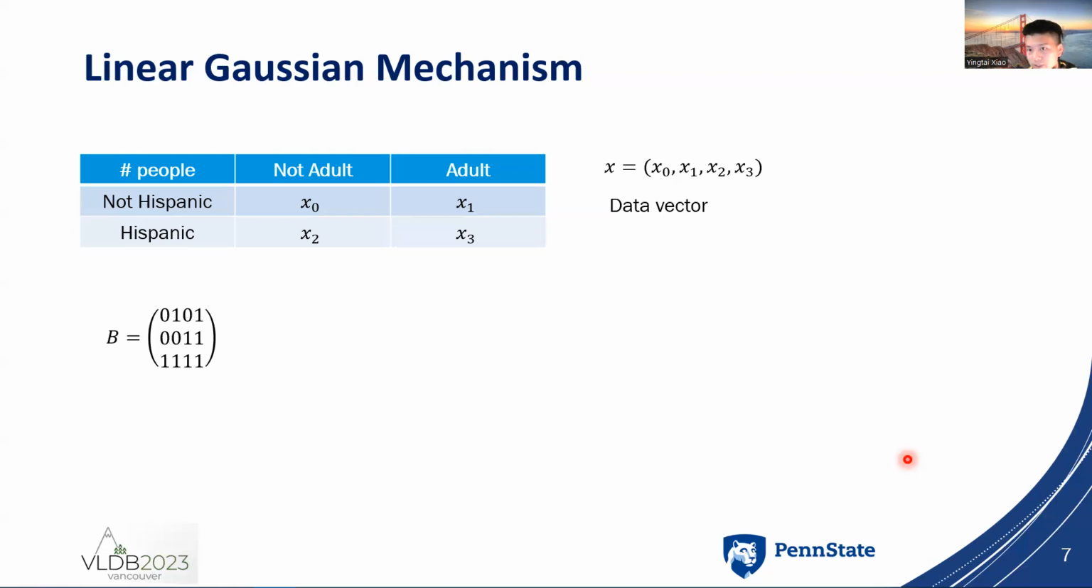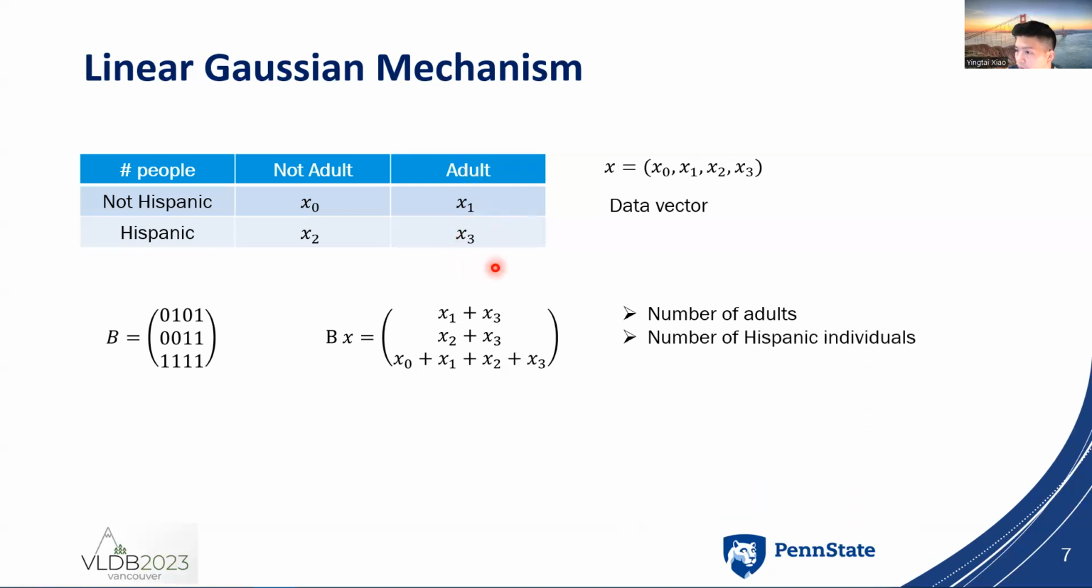And then we have a matrix representation to calculate the statistics of the data sets. So in this example, the workload matrix B times data vector X represents the query result. So the first query calculates the number of adults. So it's X1 plus X3. And it represents the number of adults in the data set. The second one computes the Hispanic individuals. So it's X2 plus X3. And also we have the total number of people in the data set, which is just the total sum of the people.